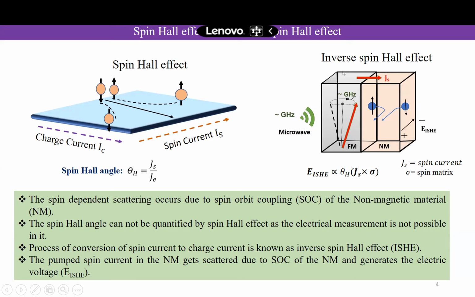In the inverse spin Hall effect, we take a ferromagnetic layer adjacent to this non-magnetic layer, which has the high spin orbit coupling. Now, in the ferromagnetic resonance condition, a pure spin current goes into the non-magnetic layer. Due to the spin orbit coupling of the non-magnetic layer, a charge current gets generated. So it is basically the reverse of the spin Hall effect, and that is why it is called the inverse spin Hall effect.